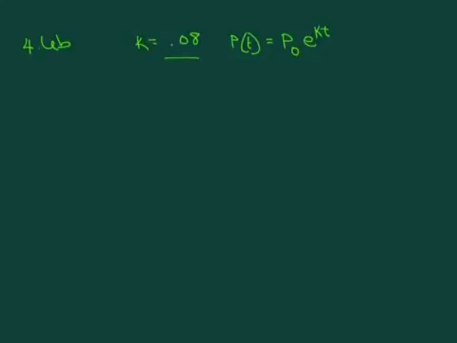Alright, so what we're going to do is take this formula, plug 0.08 in for k, and 2,000 for this, because that's how much we had initially, and that's all we're going to do. So P of t equals the initial amount we invested, which they gave us, times e to the 0.08 t. Okay, there's your formula for B.